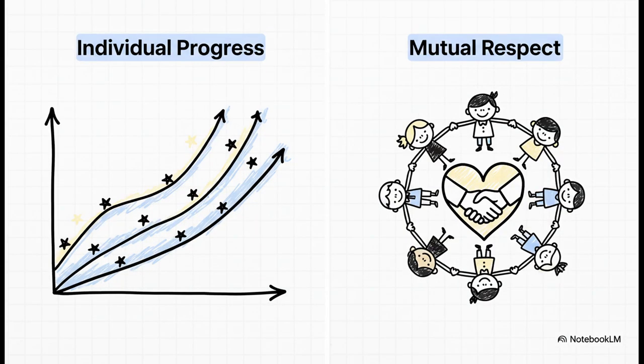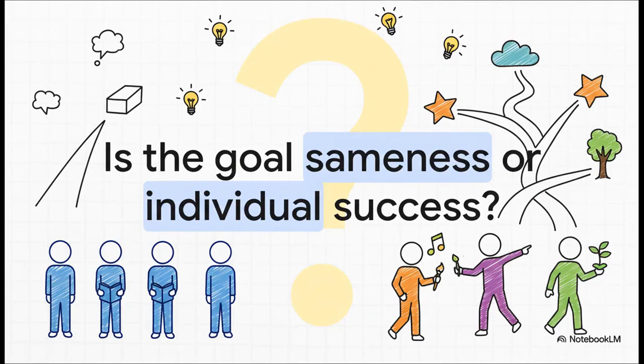Instead, it's a place where we measure success in 2 ways. First is each individual student making progress from their own starting point. And second, is there a real culture of mutual respect for everyone's unique identity? That's the real goal. And that really leaves us with one final big question to think about.